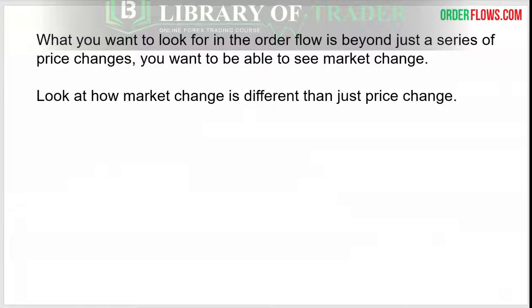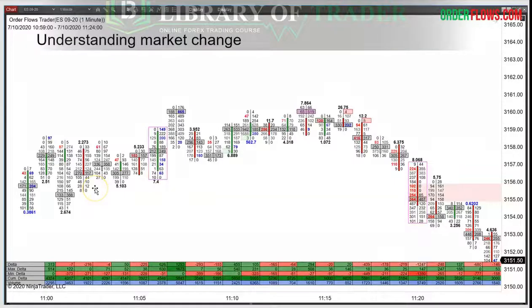So what you want to look for in the order flow is beyond just a series of price changes, right? You want to be able to see market change. You want to look at how market change is different than just price change. So for example, understanding market change, here's a market, it's just sort of grinding a little bit higher. But as you get up to this swing high up here, things have changed.